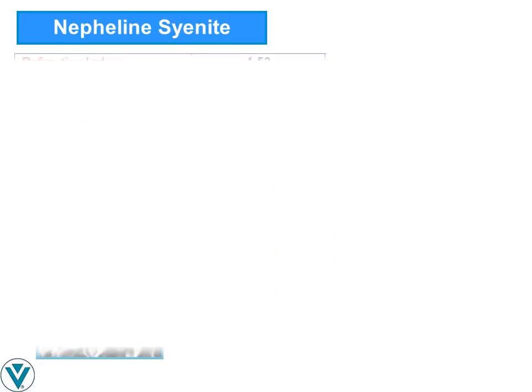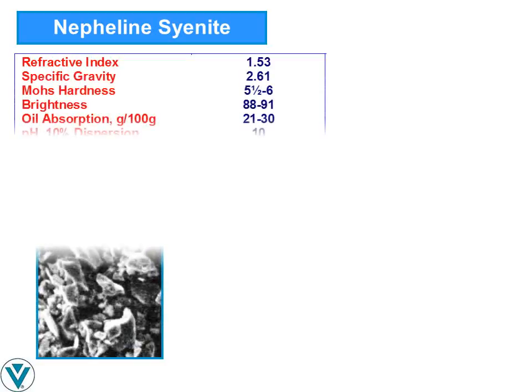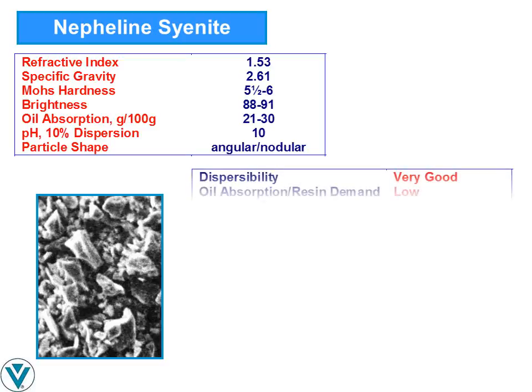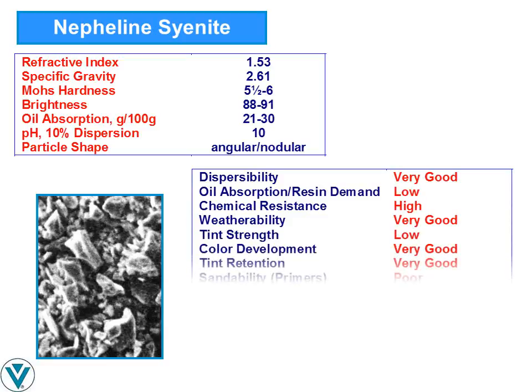Milled nepheline syenite is composed of angular nodular particles. This shape, with its low surface area, promotes easy dispersibility, low vehicle demand, lower than what would be suggested by oil absorption values, and the ability to achieve high loadings. The shape and size distribution of these particles can significantly improve the integrity of dried film through their ability to interlock and pack more tightly and rigidly than smooth-surface, spherical, or nodular fillers.